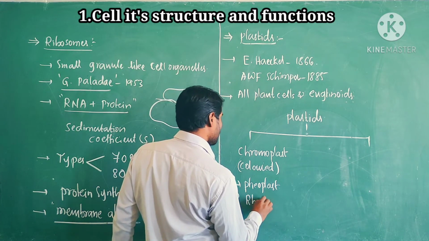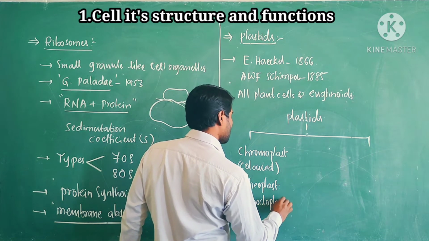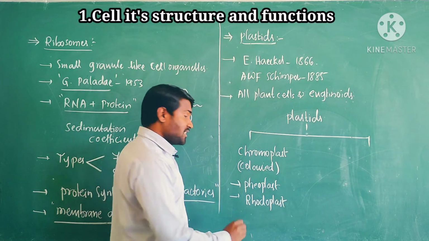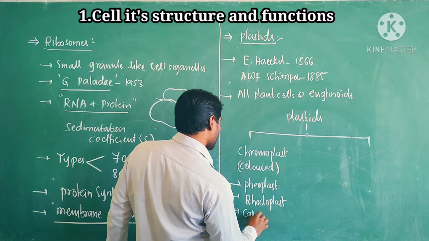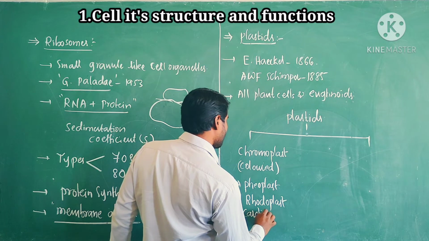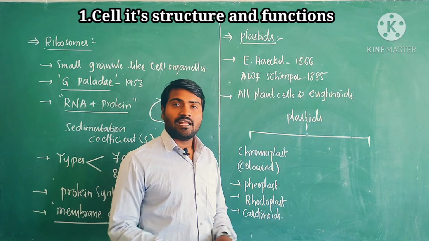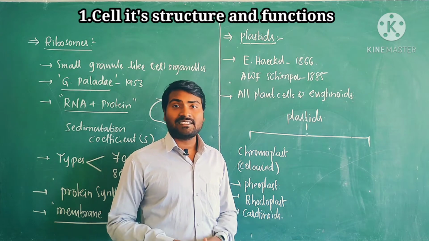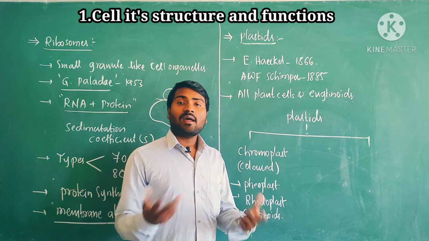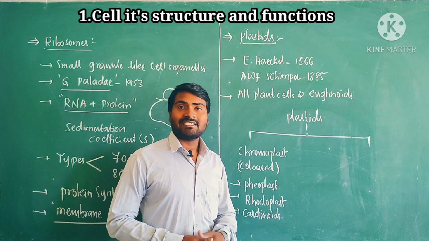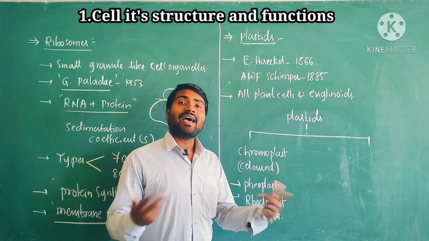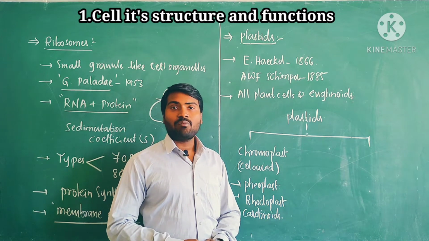Rhodoplast. So these are red color plastids and also carotenoids. So these carotenoids may be orange in color. So these are different colored plastids. Not only this, there are a number of chromoplasts present, and that varies in different types of plants.